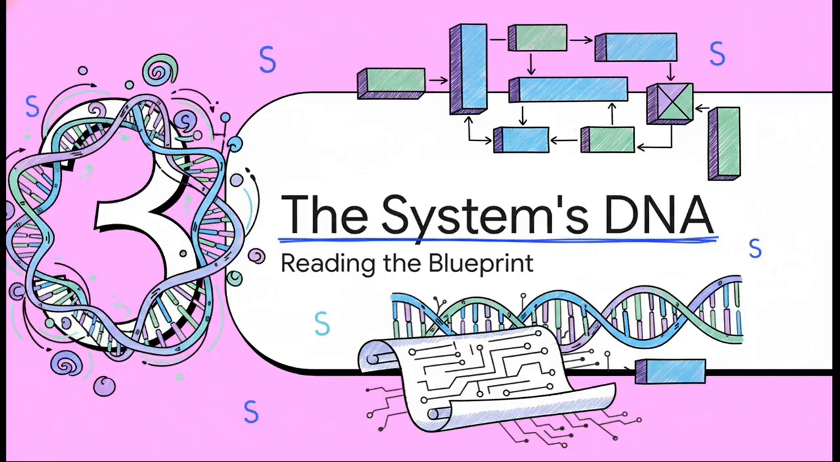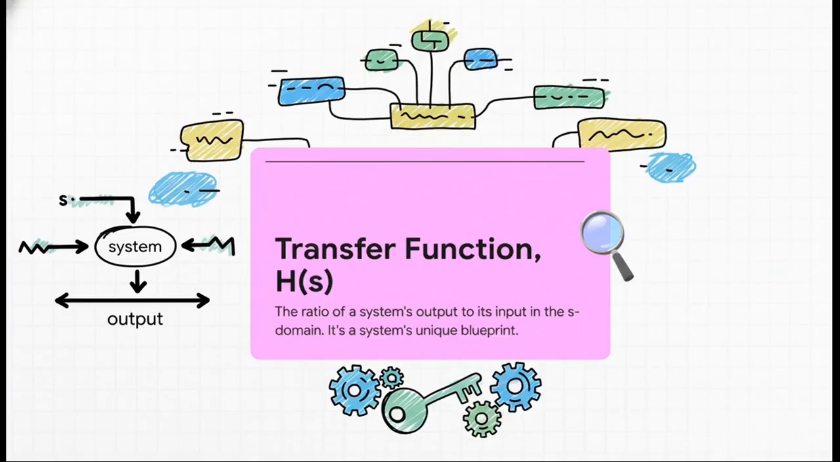Reading the blueprint. Because when we go into the S domain, we're not just making the math easier. We're actually getting a peek under the hood at the system's fundamental characteristics, what you could call its operational DNA. And the key to all of this is something called the transfer function, or H of S. It's actually a pretty simple idea. It's just the ratio of the system's output to its input, all in the S domain. But this one little function, it's everything. It's the system's unique blueprint.